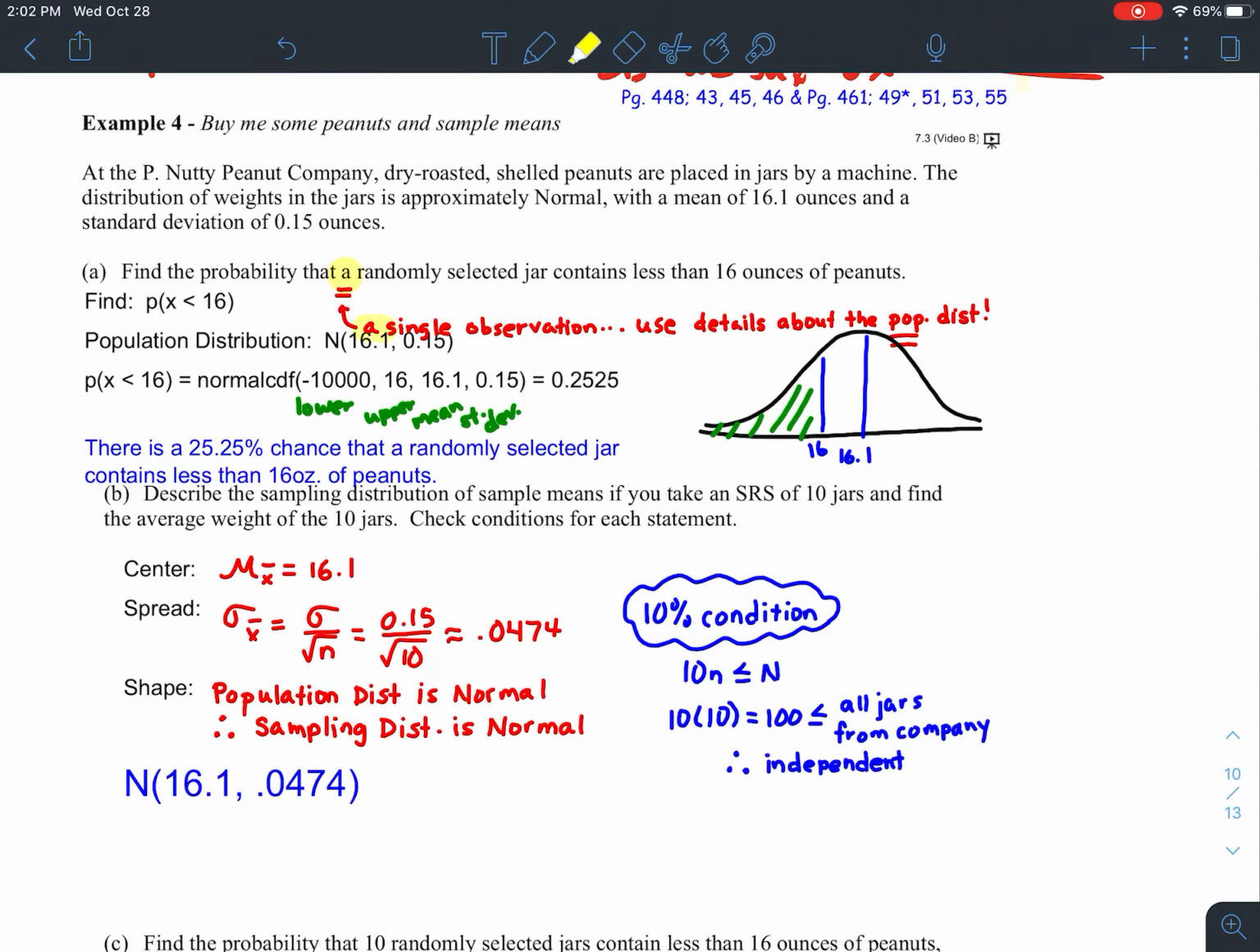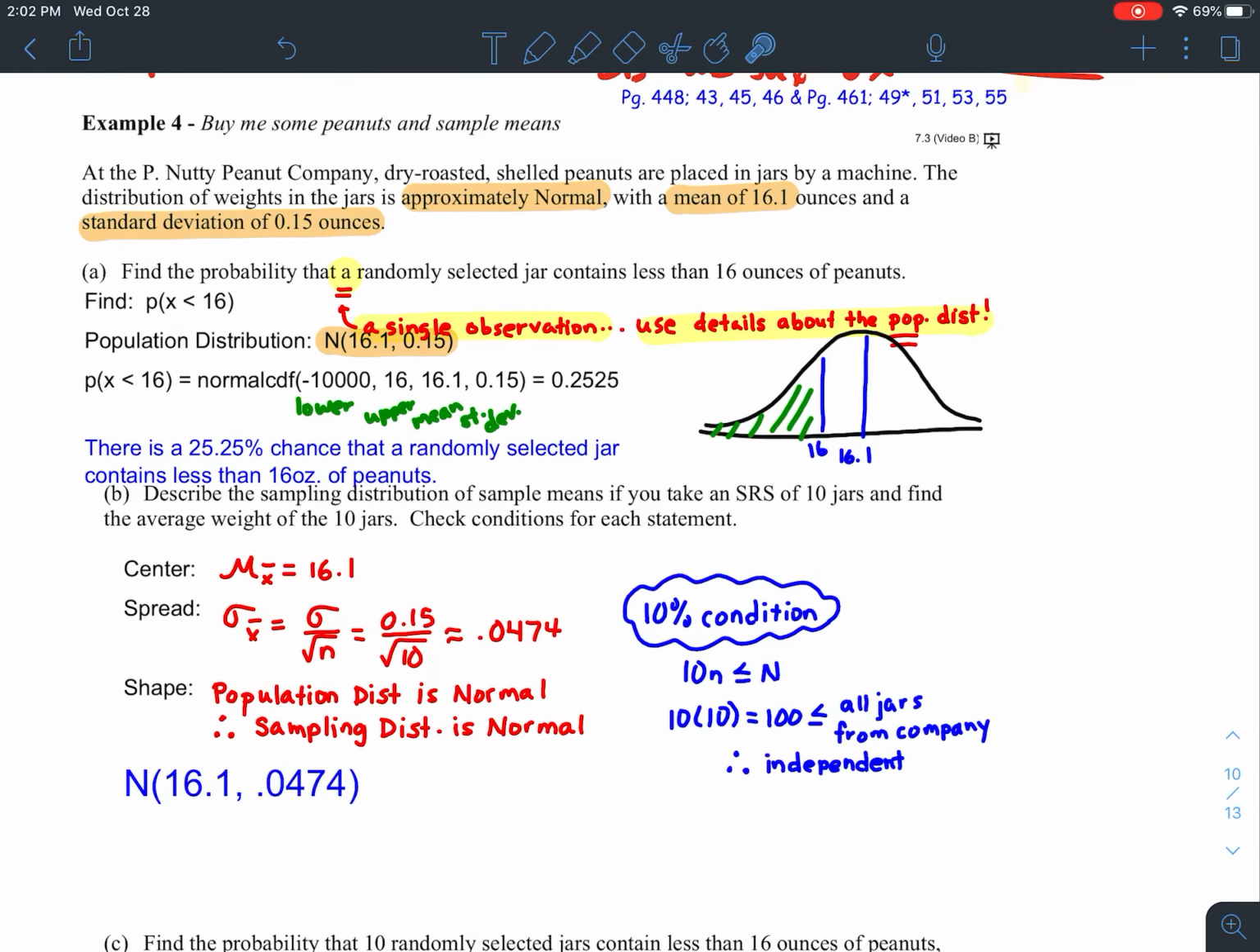So I'm drawing your attention to the fact that this is just asking us to draw out a single observation from the population. Okay. So that means we need to be using information just about the population distribution, not the sampling distribution. You can see here that I have noted that they told us in the problem that the shape of the population distribution is normal. The mean is 16.1, standard deviation 0.15.